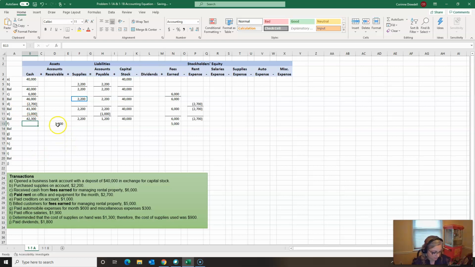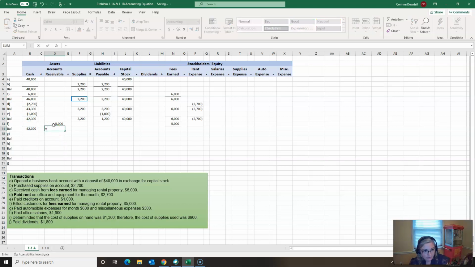All right, so we're going to apply our borders. And then we're going to cell reference wherever possible. So nothing's happening to cash, accounts receivable, supplies.